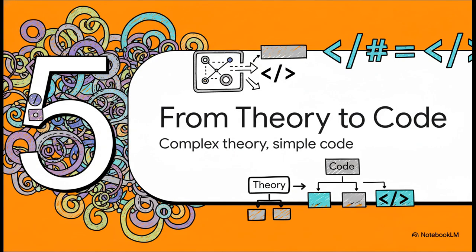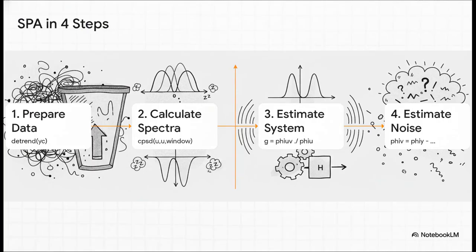Okay, I know that was a good bit of theory, but here's the best part. Let's see how all this powerful, complex thinking boils down to just a few surprisingly simple lines of actual code. Seriously, in practice, this whole thing is just 4 steps. Step 1, prepare your data, usually just detrending it. Step 2, use a standard built-in function to calculate those spectra for you. And then steps 3 and 4, you just plug your results into those 2 simple equations we already learned. One for the system and one for the noise. That's it. It's incredibly straightforward.